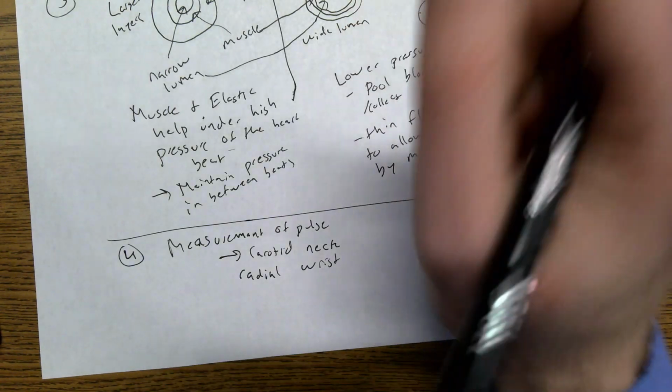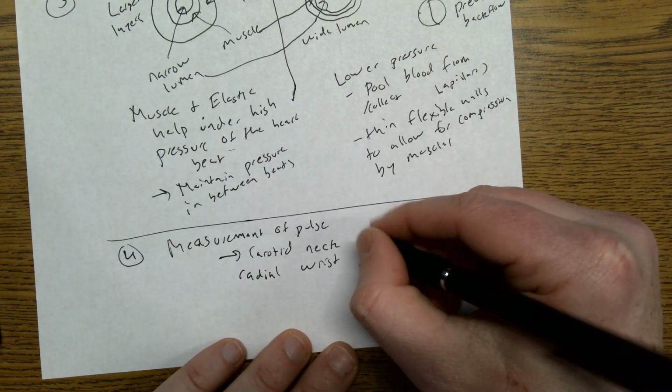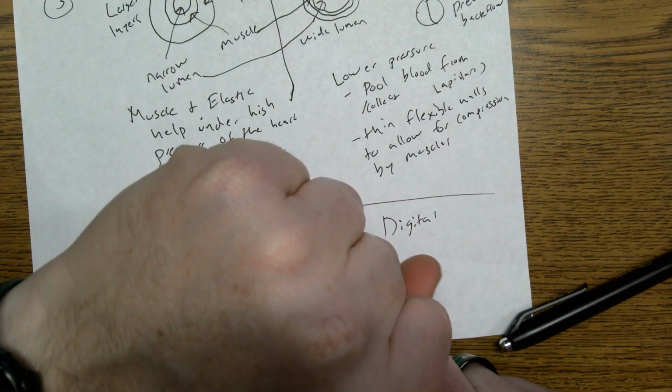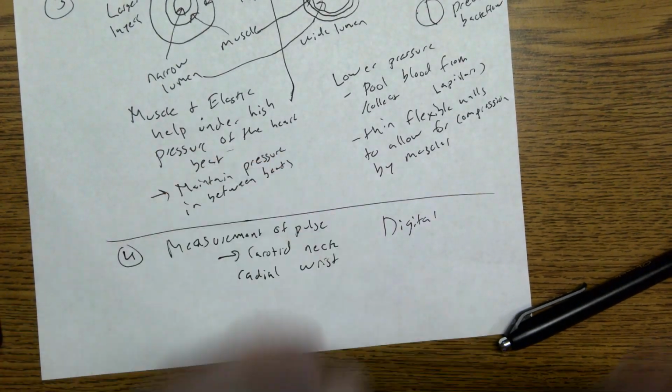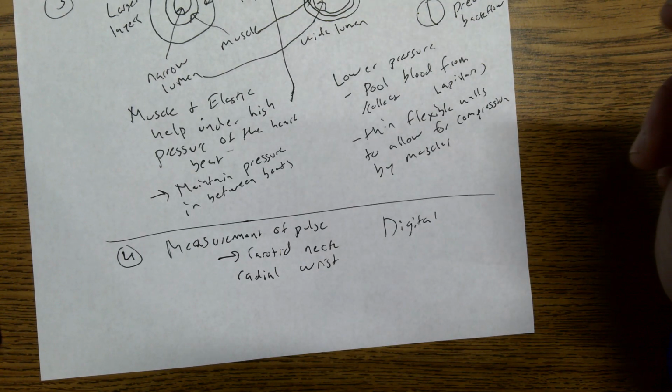So here versus in your neck. And these are the traditional methods, you can also do it digitally. You often see the little device they stick on your finger, and it counts it for you. Okay? So you can also digitally collect your pulse. That's standard 4.